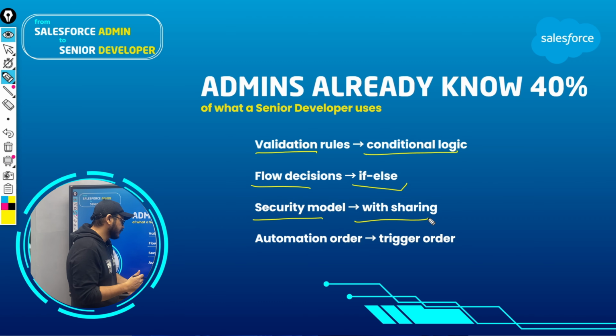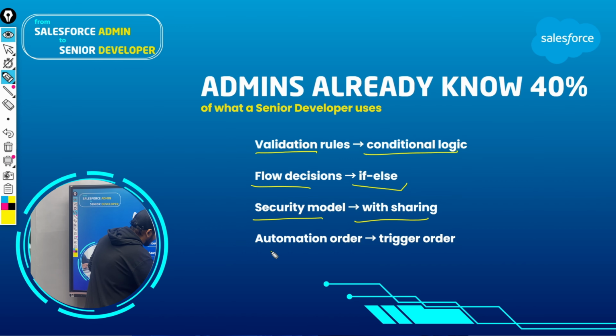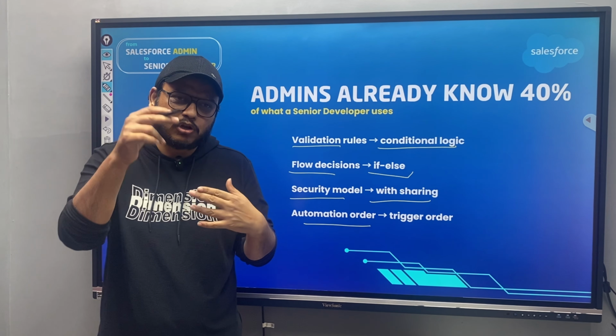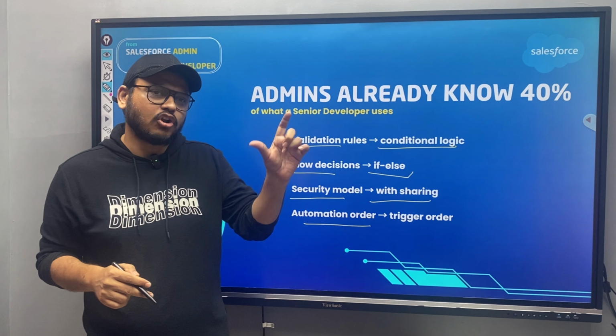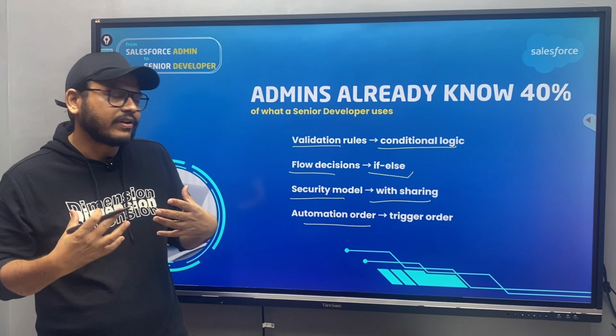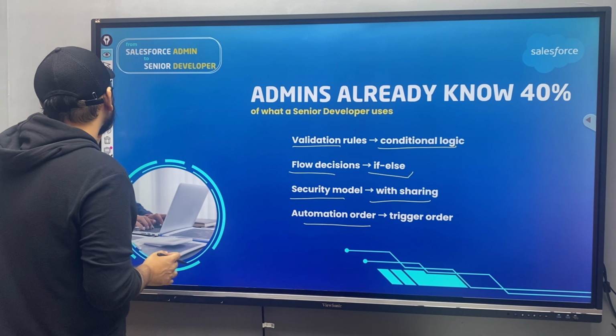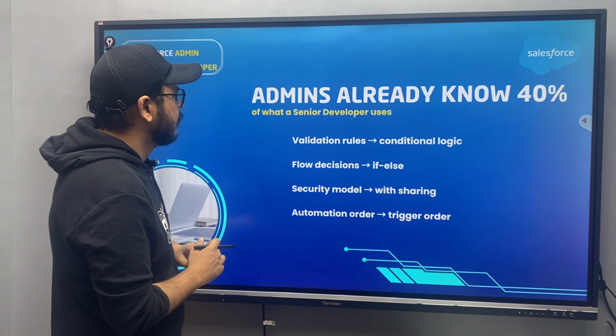Which is of course something which is known to Salesforce administrators. You try and understand the automation order, trigger order. So if there are multiple automations or multiple logics getting executed with one particular operation, what should be the ideal order? So try and understand those things, and these things are to a certain extent known to Salesforce administrators, right?